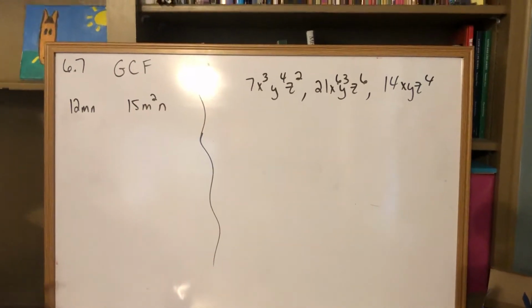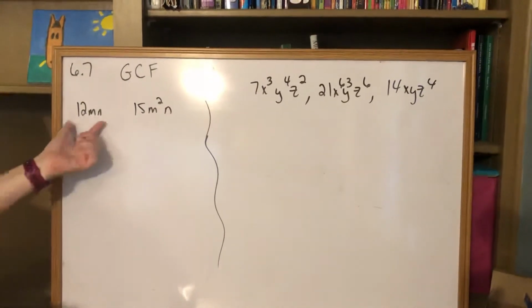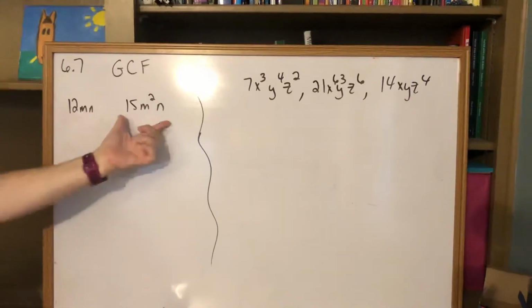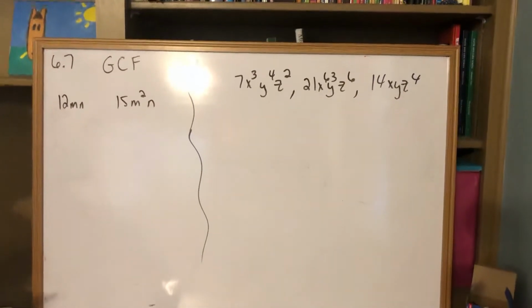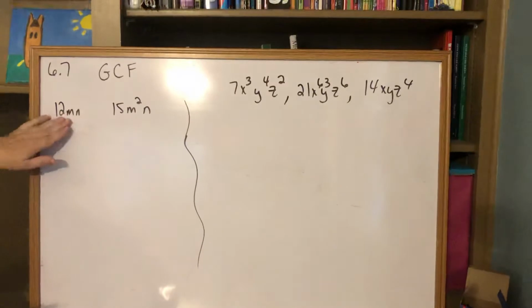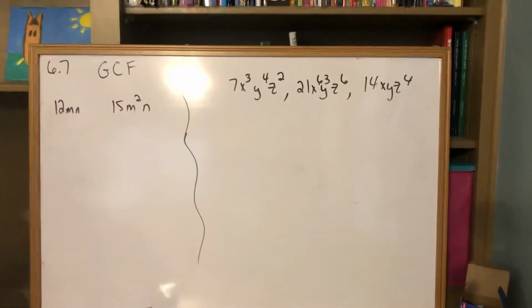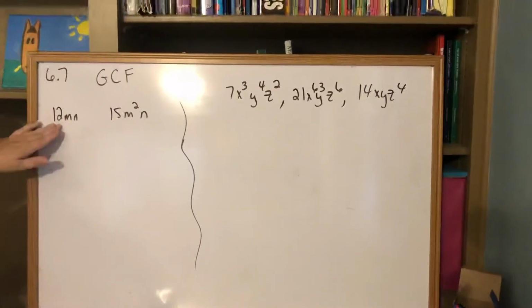We're in 6.7. We're talking about greatest common factor of polynomials. Here we have 12mn and we have 15m squared. Remember that the greatest common factor is the largest number that these can both be divided by. So here the largest number is 12.